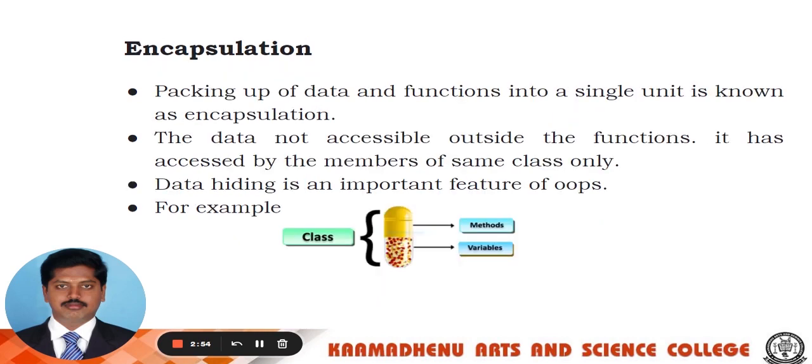Next, encapsulation. Packing up of data and functions into a single unit is known as encapsulation. The data is not accessible outside; it can be accessed only by the member functions of the same class. Data hiding is an important feature of OOPS and C++ also.